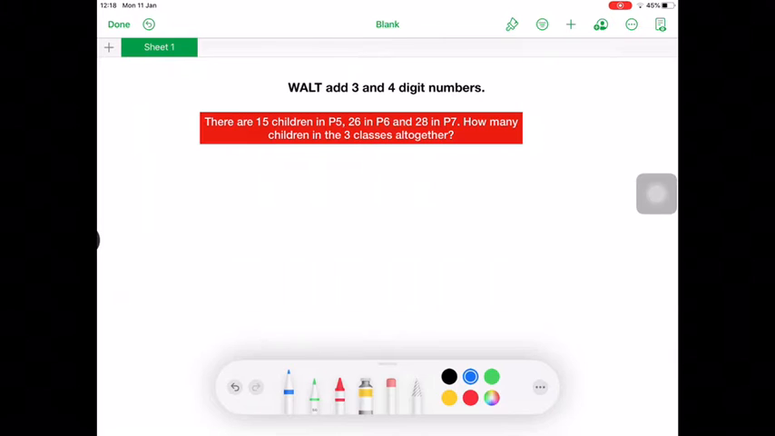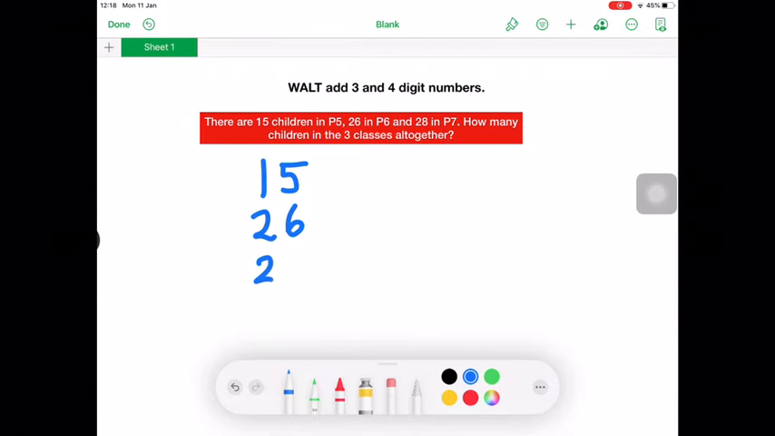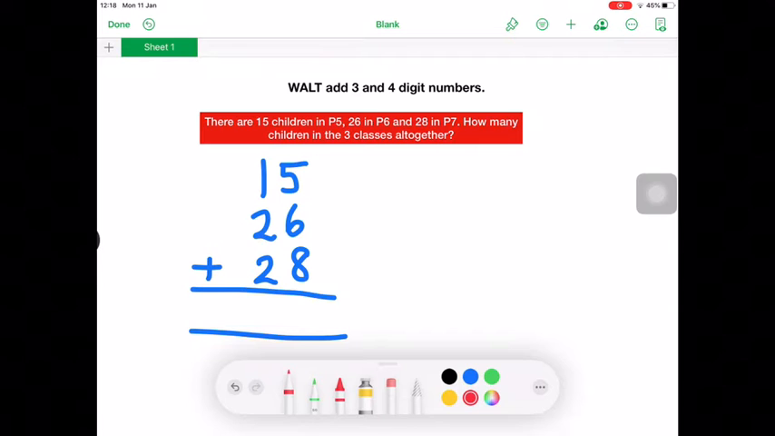So this time we need to add 3 numbers together. So we're going to be careful again and keep our units in line with each other and our tens in line also. So we have 15 children in P5, 26 in P6, and 28 in P7. So this time we're adding 3 numbers, and we're just going to put our plus sign, our adding sign, there at the bottom. Okay. I'll just change my colour, and there we begin.